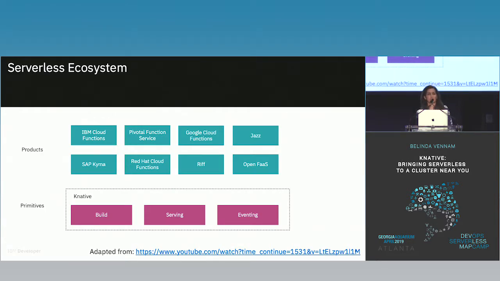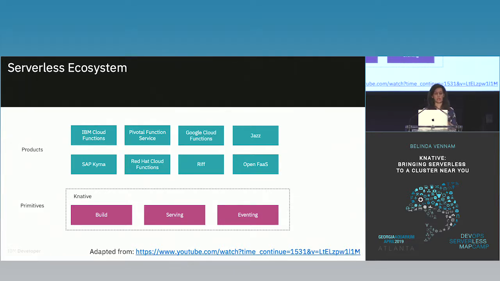So a ton of companies have serverless products that are attempting to meet that set of goals. So Google has serverless containers on Google Cloud Functions. IBM has IBM Cloud Functions. There's Pivotal Functions Service, Red Hat Cloud Functions. And with each of these products going off and building their own implementation, there's actually a lot of duplicated effort, right? As well as the possibility for vendor lock-in or lack of portability for the end users.